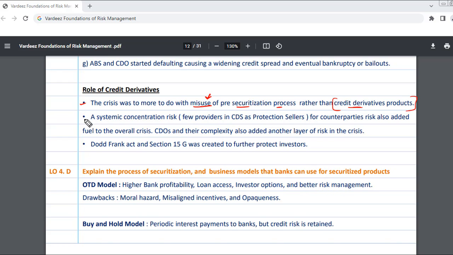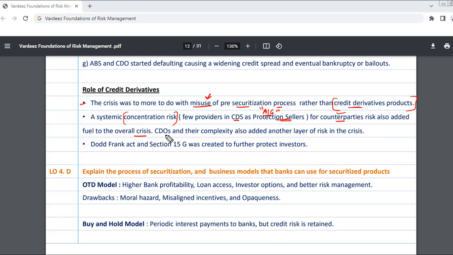And apart from this, there was a systemic concentration risk. In the CDS, the best example is AIG. AIG acted as the protection seller, as an insurance company. So the entire risk was actually concentrated around these few providers in the CDS. And this is not just a bad situation for the protection sellers, this is also not a good situation for the counterparties. Imagine I'm paying the insurance company for my car insurance, and the insurance company defaults. That's bad for me as well, right? So this also added fuel to the overall crisis.